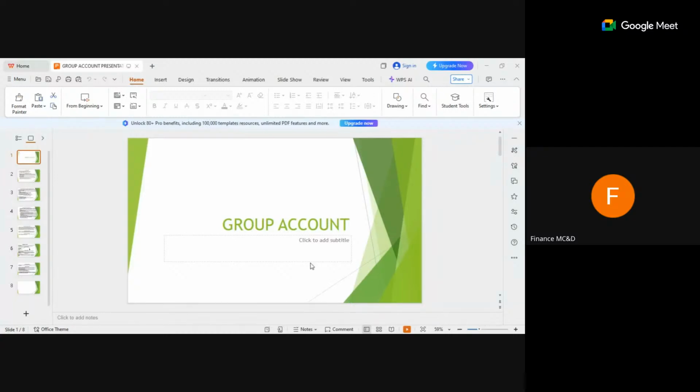Group account. Before we start again, everybody, I want you to mute yourself. We are all professionals. We are all chartered accountants in the making. It's just a timing difference. So please, let's be professional. Let's unmute ourselves. If you have any question, we can just signify. Then we can start now.